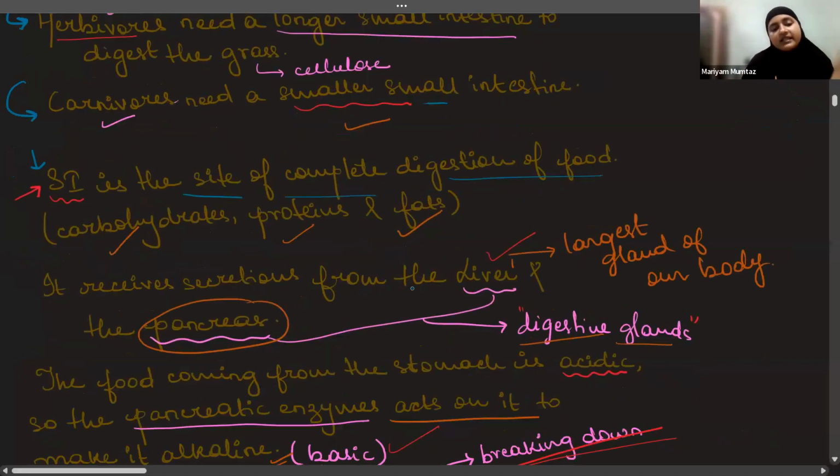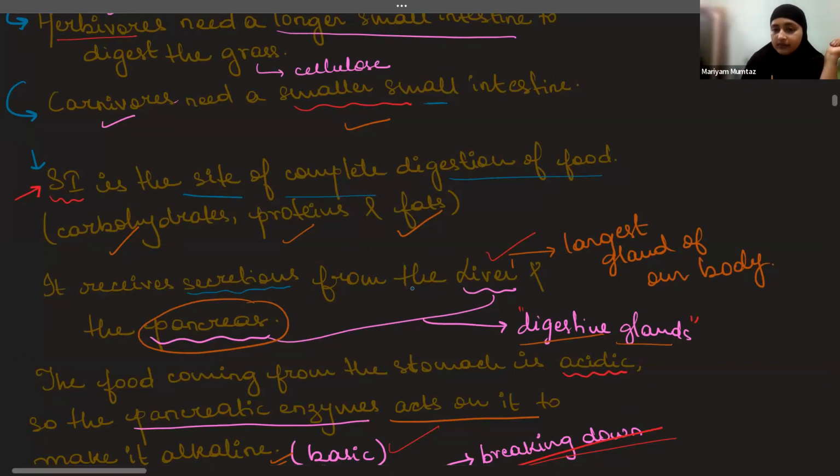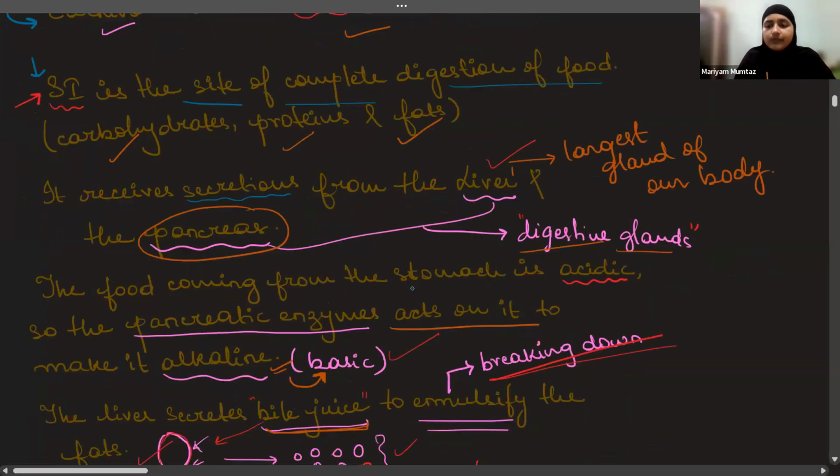Now, this small intestine receives the secretions from the liver, which is the largest gland of our body. So the liver secretes the enzyme, and the pancreas secretes the enzyme, both of these are received by the small intestine. Since the small intestine is the site of complete digestion, all the enzymes that are required will be sent here only, isn't it?